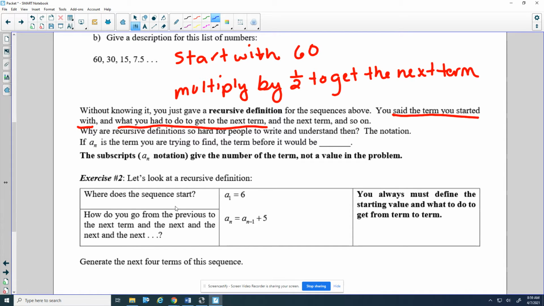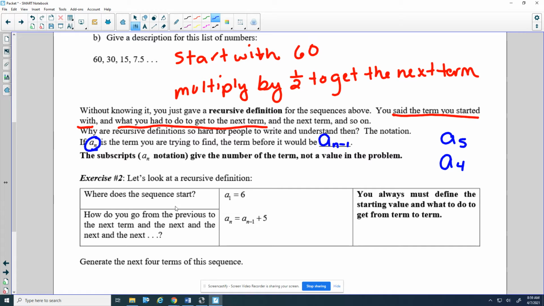So the most important thing to do: if a sub n is the term you're trying to find, how would we represent the term before it? Let's say I'm trying to find a sub 5. The term before it is a sub 4, okay? So if this is an n, the number before n is n minus 1. So we're going to see this a sub n minus 1 in our recursive definitions.